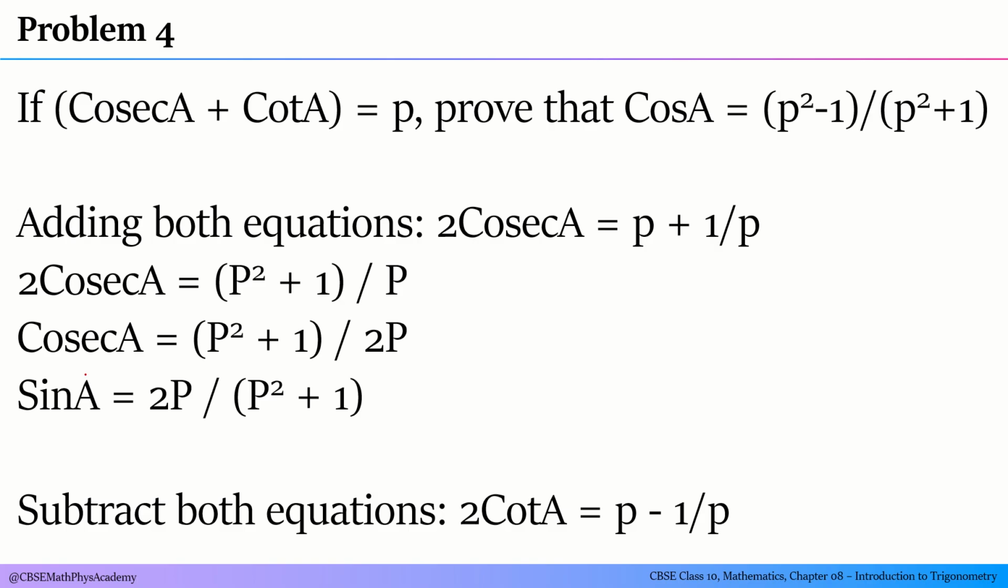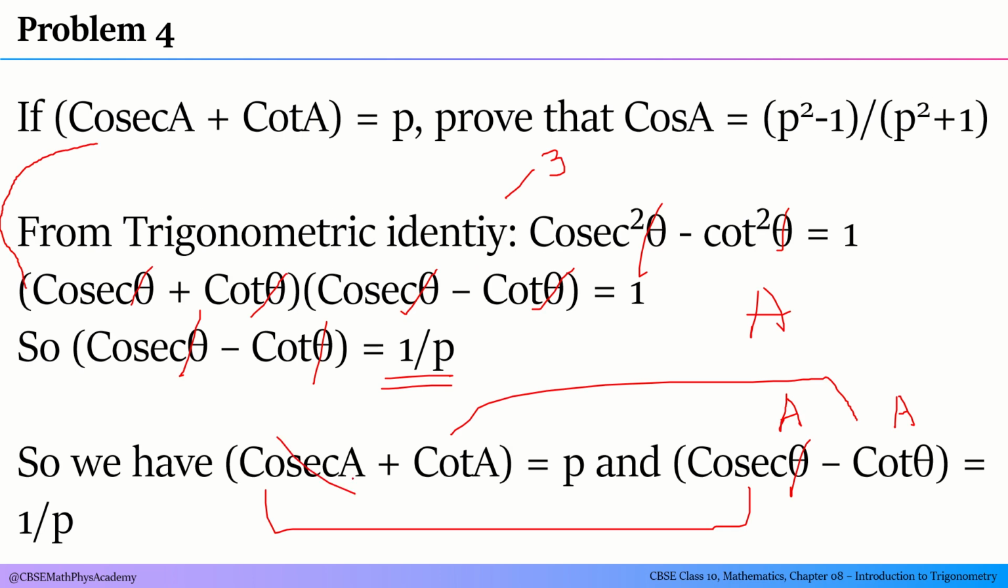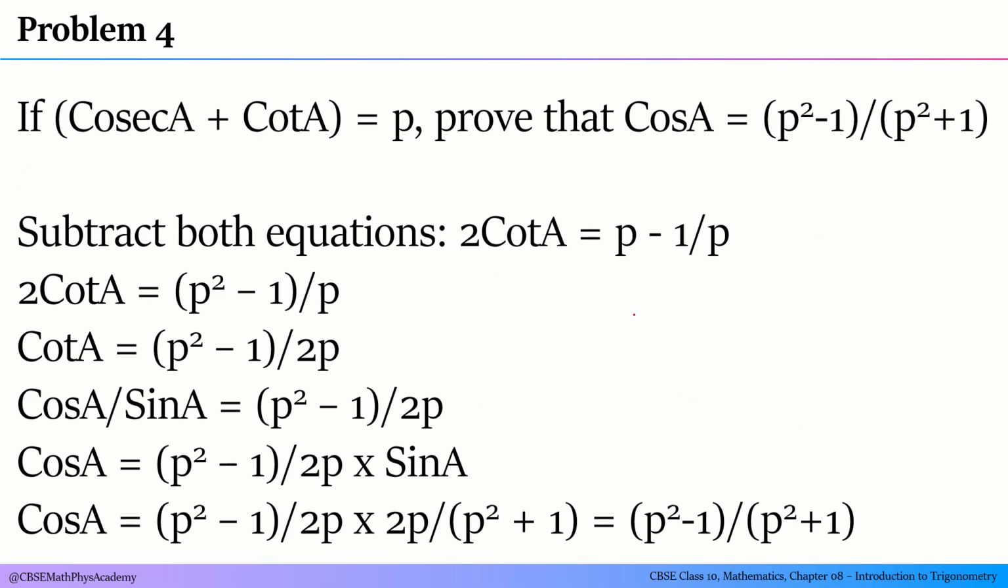Cosec A is nothing but 1 by sin A. So I invert it and find out the value of sin A. Sin A is equal to 2p divided by p square plus 1. But whatever is required is cos A, not sin A. So what I am going to do now is subtract both the equations. When I subtract both the equations, cosec is going to get cancelled and I am left with 2 cot A. So 2 cot A is equal to p minus 1 by p.